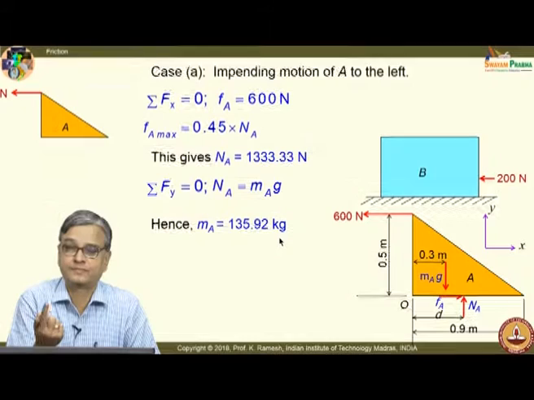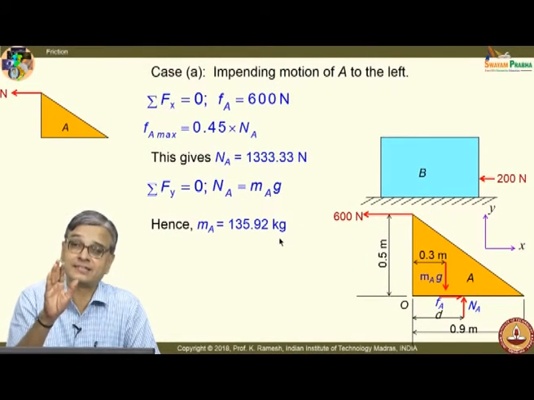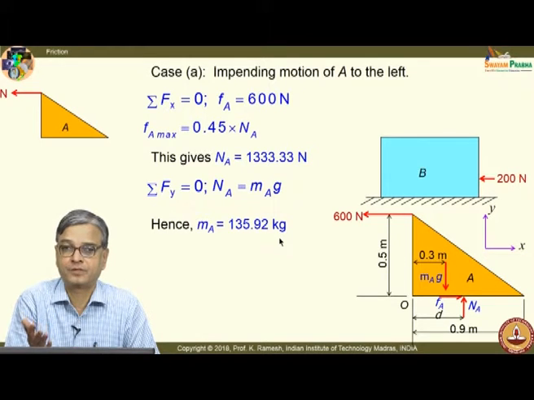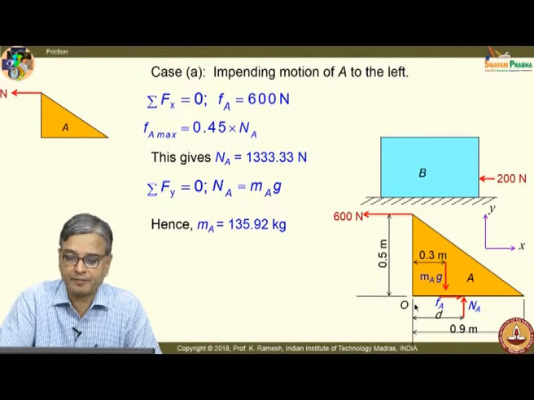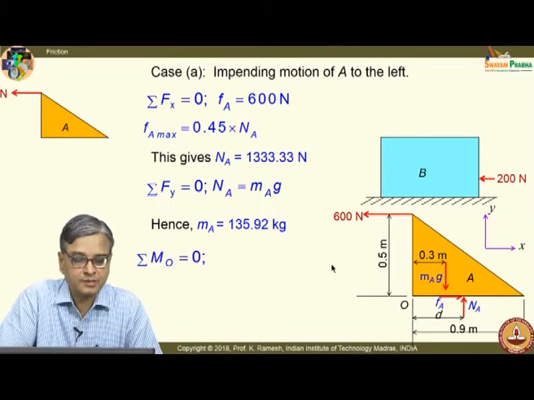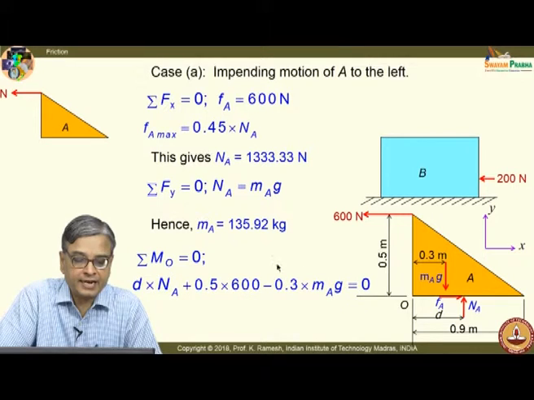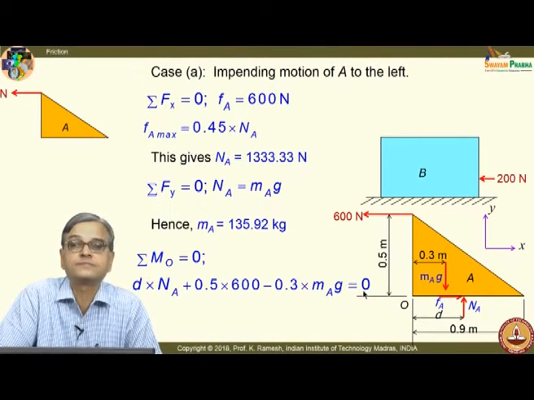We should also find out what is the exact location of the reaction force, because that would tell me whether it will slide or tip. Okay. So, let me write the moment equilibrium about point O. When I write moment equilibrium about point O, I get d into Na anticlockwise, 0.5 into 600, that is again anticlockwise, minus 0.3 into Ma into G equal to 0.